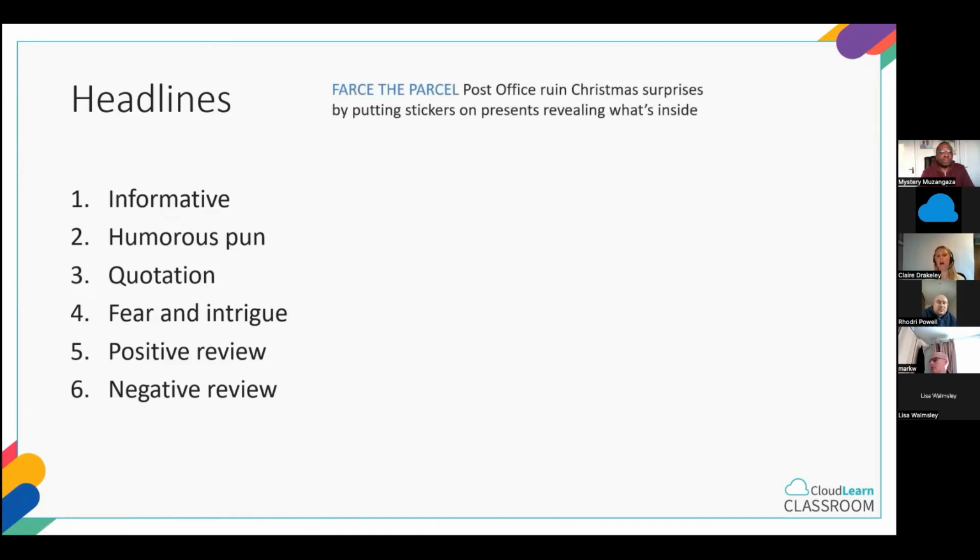So, "Fast the parcel: Post office ruined Christmas surprises by putting stickers on presents revealing what's inside." Is that an informative headline? Is it a humorous pun headline? A quotation headline? Is it a fear and intrigue headline? A positive review or a negative review? We've got 1 vote so far. What are people going to go with? 2 votes?